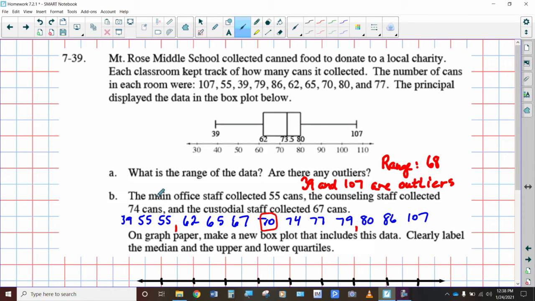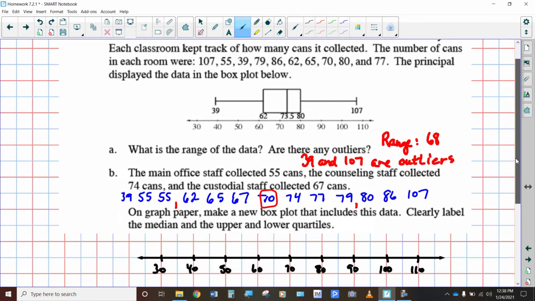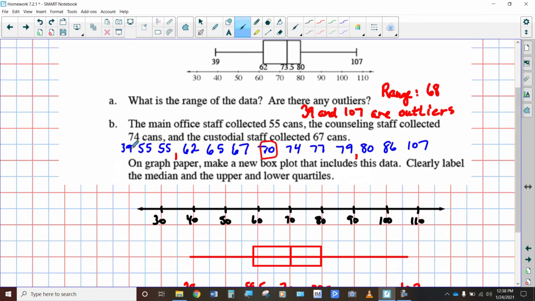It says for Part B that the main office staff collected 55 cans, the counseling staff collected 74, and the custodial staff collected 67. So if we add that to this data and insert them so that they're in the ordered data, this changes a little bit. You still have the same minimum, same maximum, but now you've got a total of 13 numbers, which means you've got a single number in the middle, which would be 70.